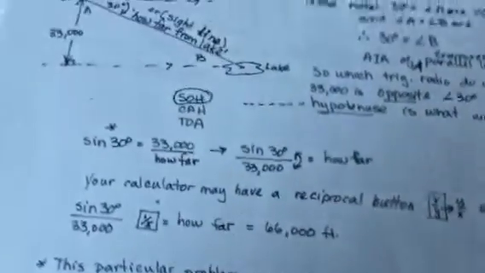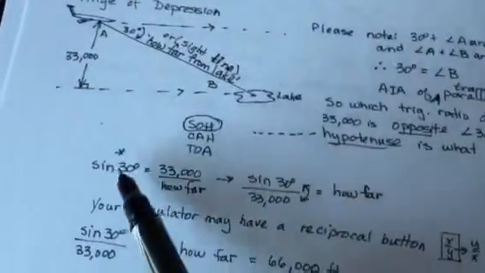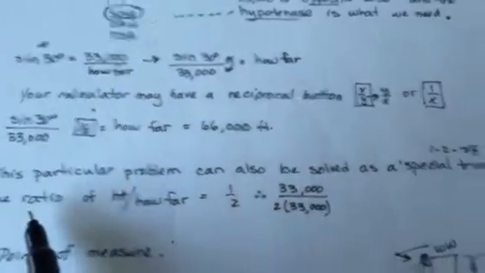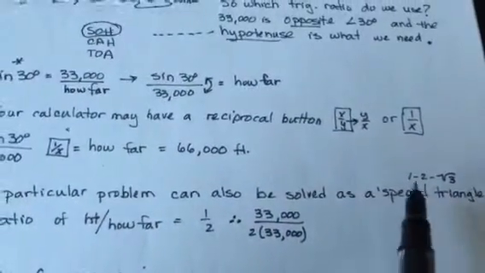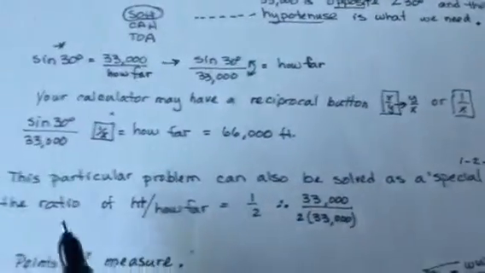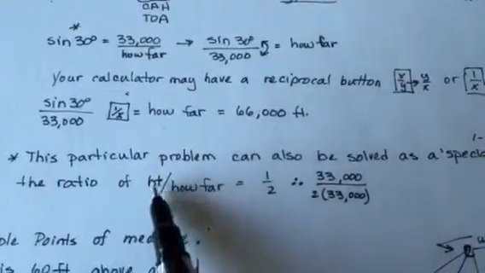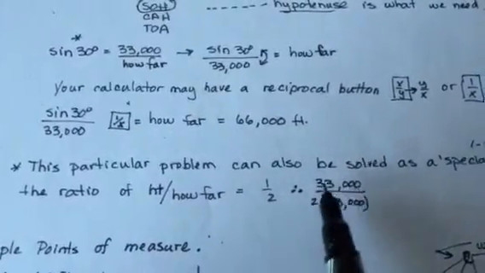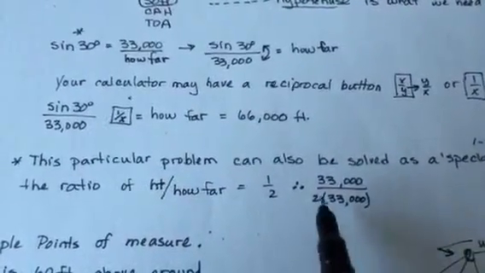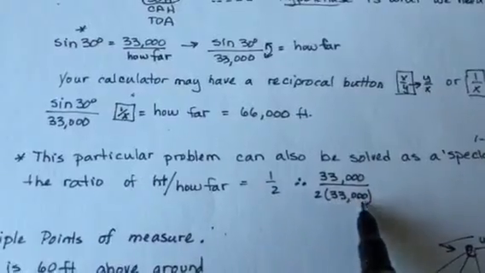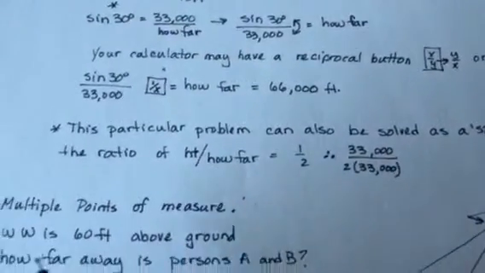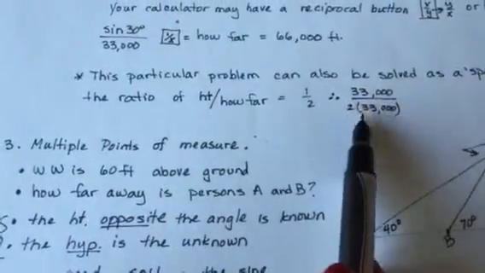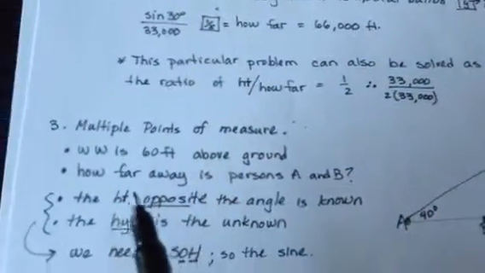Now, please note right here that this is the sine of 30 degrees. So this particular problem can be solved as a special triangle, a 1, 2, square root 3 triangle. The ratio of the height over how far equals 1 to 2. Therefore, 33,000 was our height. So 2 times 33,000 will be our how far. A way to get away from having to use our calculator.